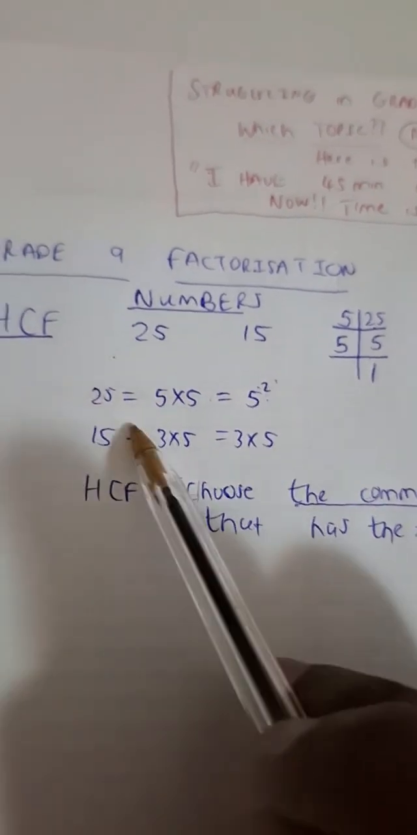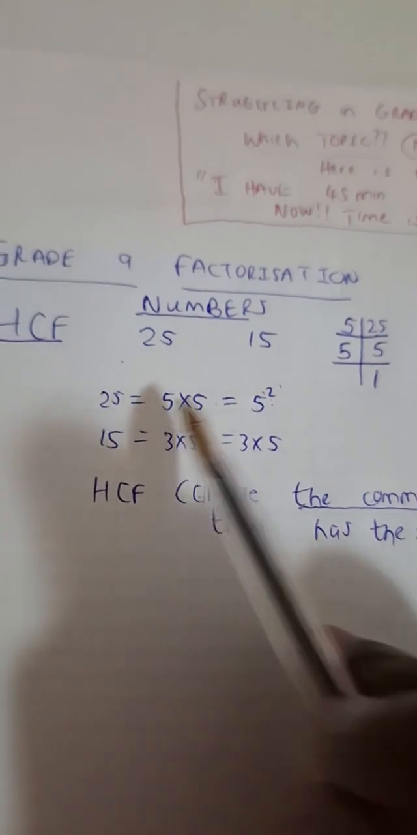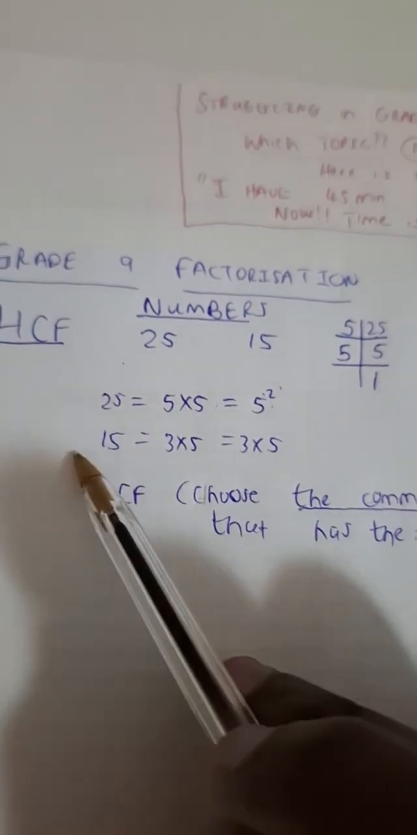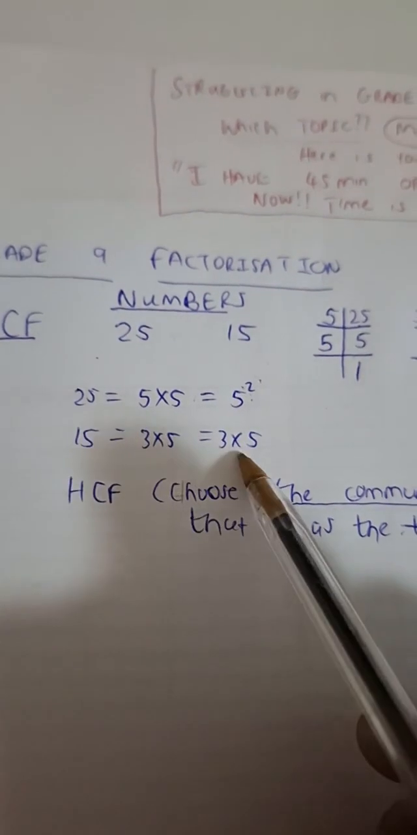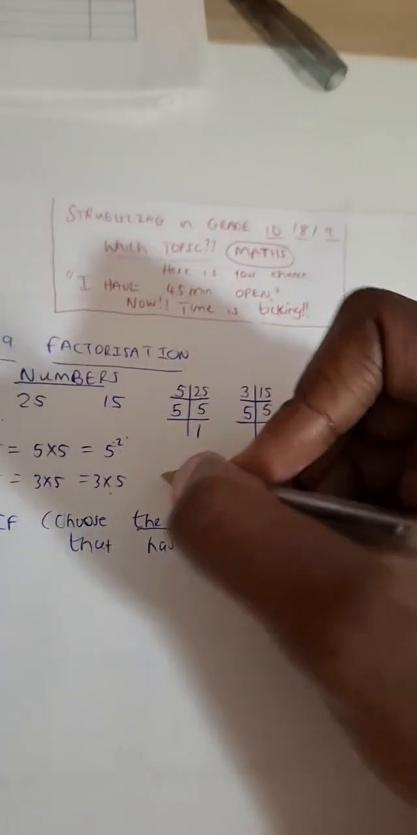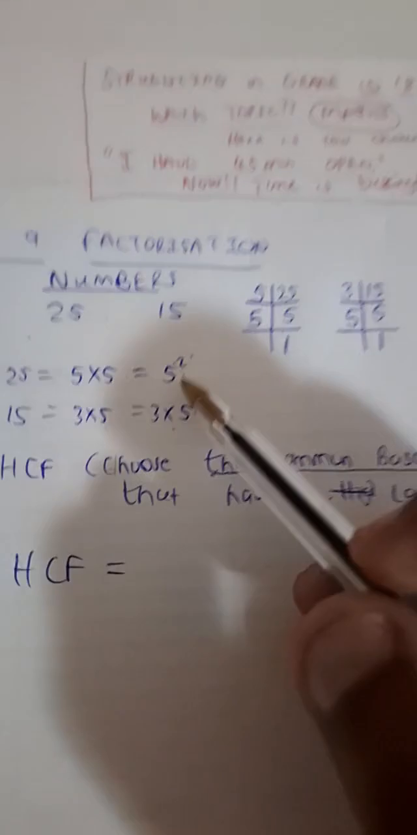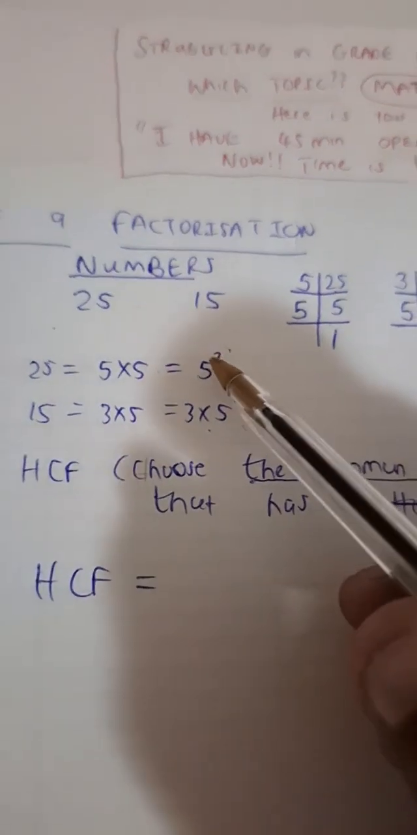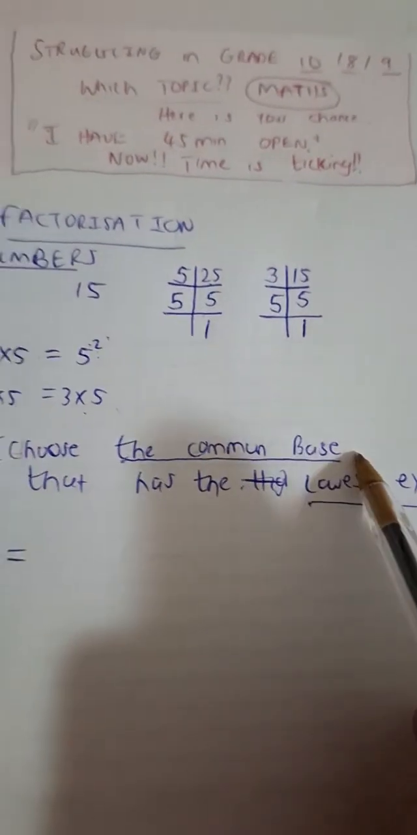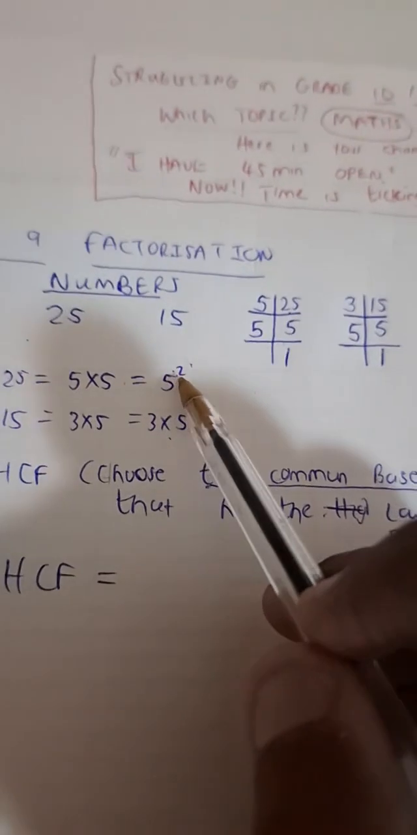The product of prime factors for 25 is 5 squared. The prime factors of 15 are 3 times 5. From there, we can now write down the highest common factor. We look at the prime factors and see what is common, because we are choosing the common base. Now, what is common here?